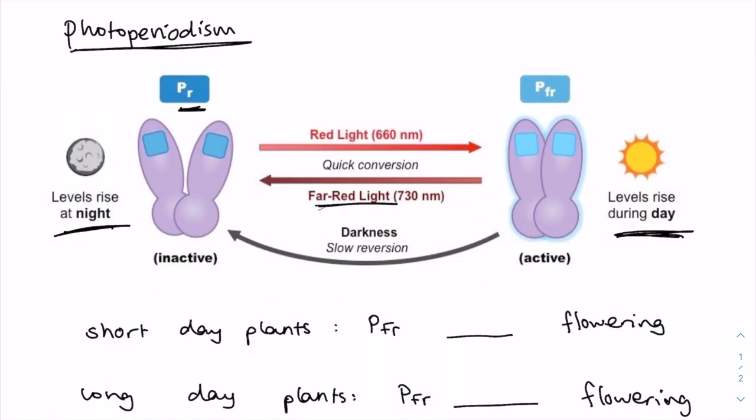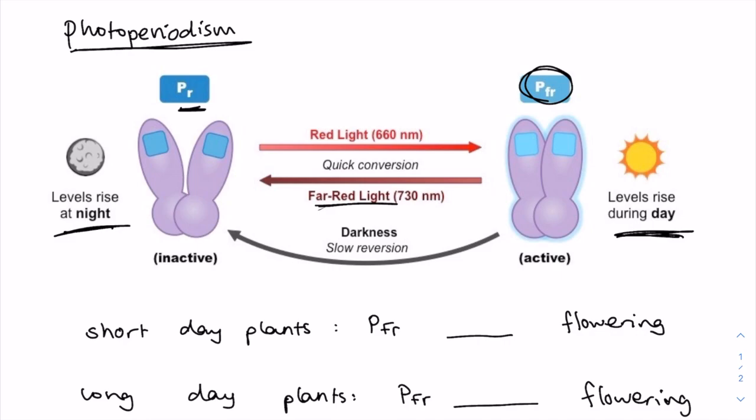So only the active form of the phytochrome, or PFR, is capable of causing flowering. However, its action differs in different types of plants. So short day plants, as the name suggests, flower when the days are short. This means that the night period has to exceed a critical length. Therefore, in short day plants, PFR inhibits flowering, and hence flowering requires low levels of PFR, which result from long nights and, as I mentioned, short days.